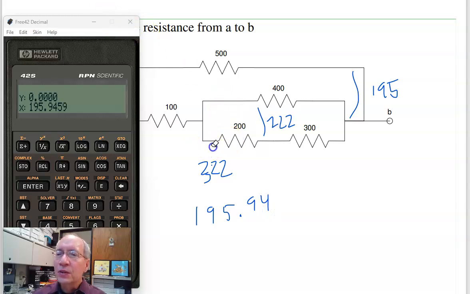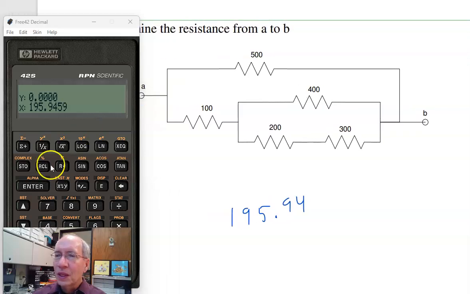And again, let's show you, if this is a test, what that would look like. Start your stopwatch. I would say, starting out, 200 and 300 in series. I can actually add that in my mind. I don't have to use a calculator. 500. In parallel with 400, inverse, add inverse. In series with 100. In parallel, inverse, 500, inverse, 195 ohms. Done. Next problem.